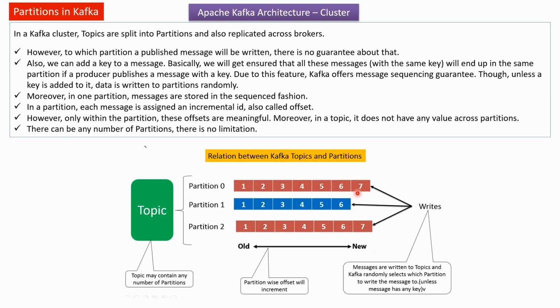In one partition, messages are stored in a sequenced fashion. In a partition, each message is assigned an incremental ID that is called an offset. Within the partition, these offsets are meaningful. And there can be any number of partitions. There is no limitation.